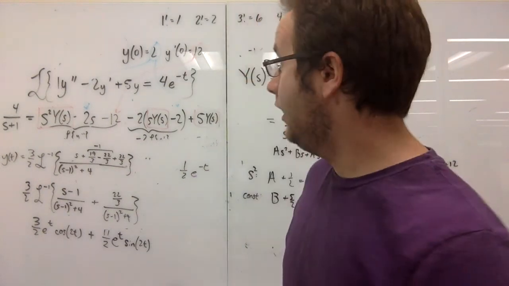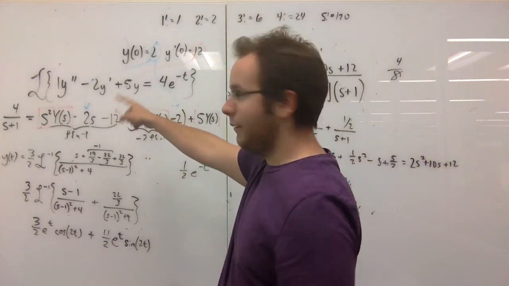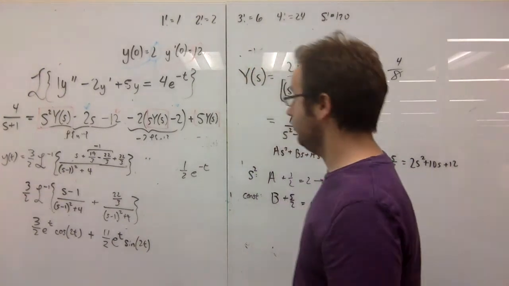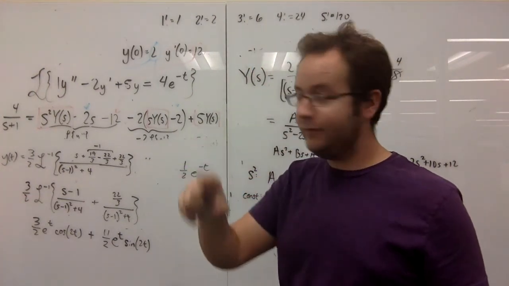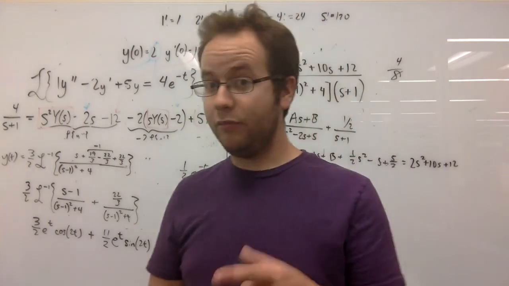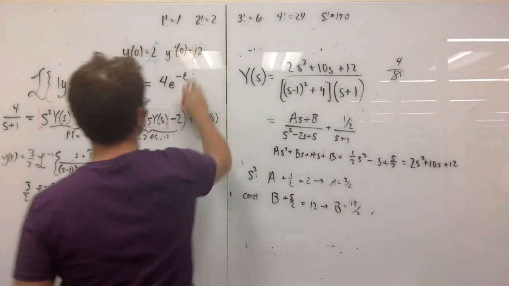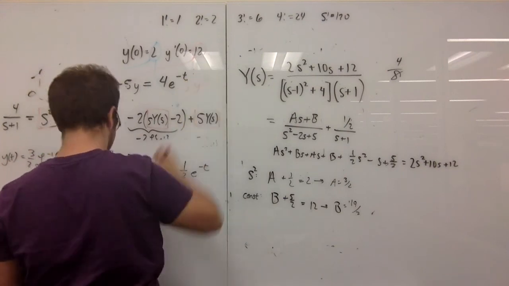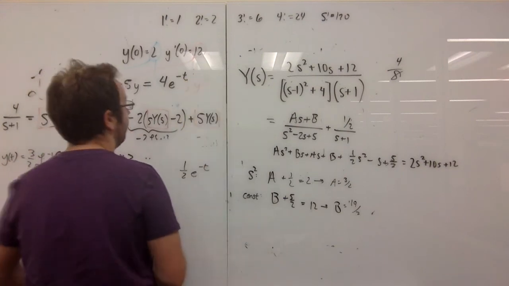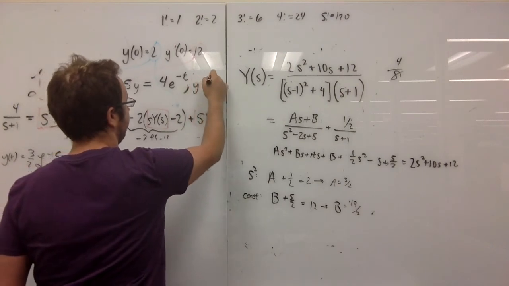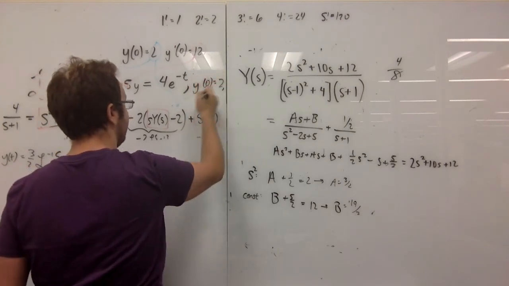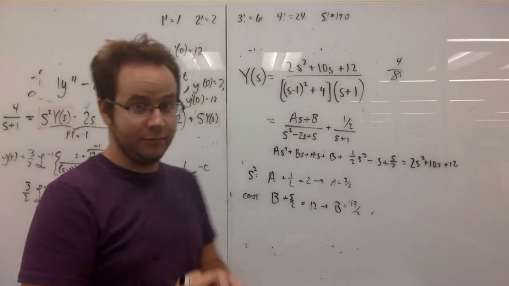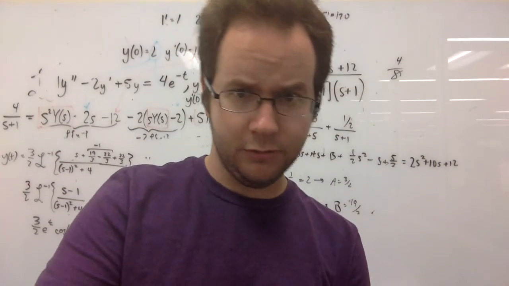You can type in y double prime minus 2y prime plus 5y equals 4e caret negative t. And then you separate with commas: y of 0 equals 2, comma, y prime of 0 equals 12. And it will solve that thing straight up. Hopefully we did it right.